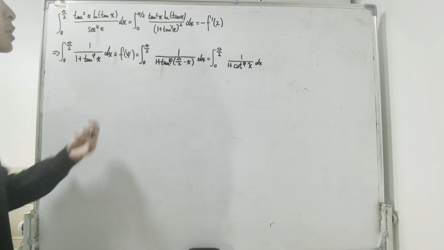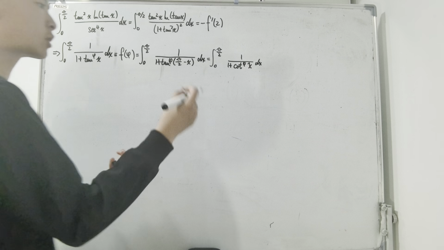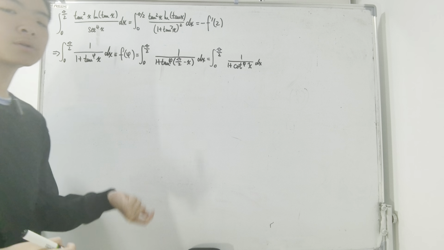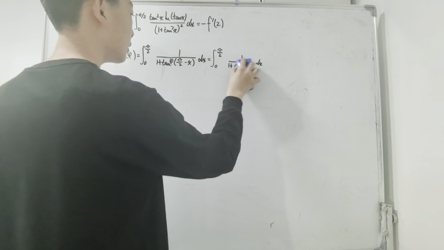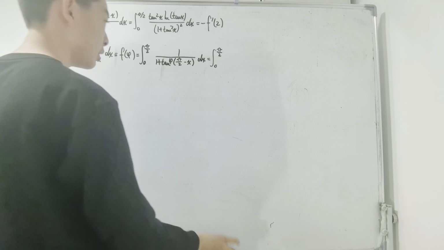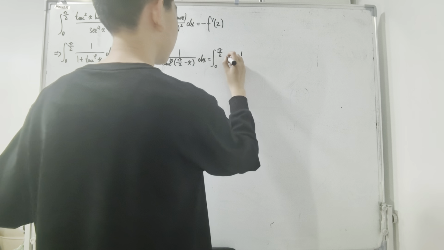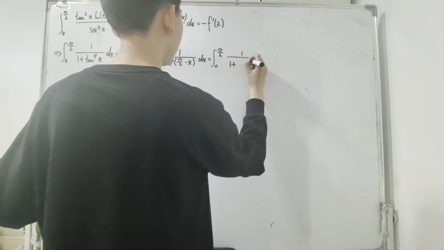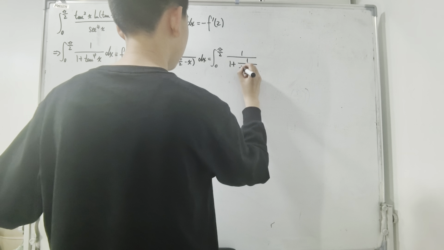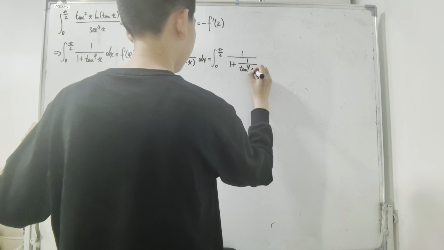And now we're going to invoke another trigonometric fact. The cotangent is just the reciprocal of the tangent. In this case, we can write it as, and I apologize if I make my fraction incredibly ugly with this next thing I'm going to do, 1 plus 1 divided by tangent to the phi.